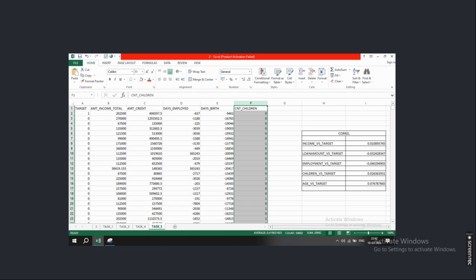First is income versus target. Using the income column, that is amount income total, plus the target column, the positive correlation was 0.010893745, and the loan amount versus target column shows that the correlation is negative, and employment versus target column is also negative. Children versus target is positive. Age versus target is also positive. In age I have used days birth, and in children I have used count children, and in employment I have used days employed.